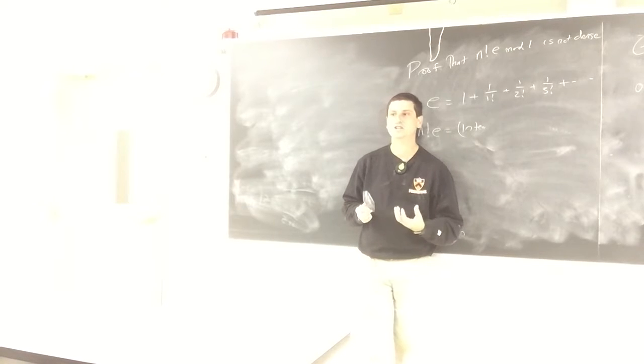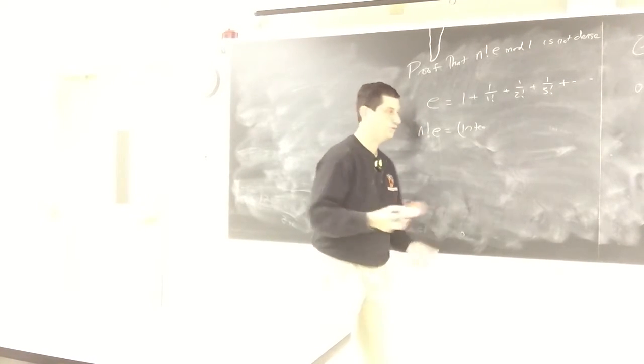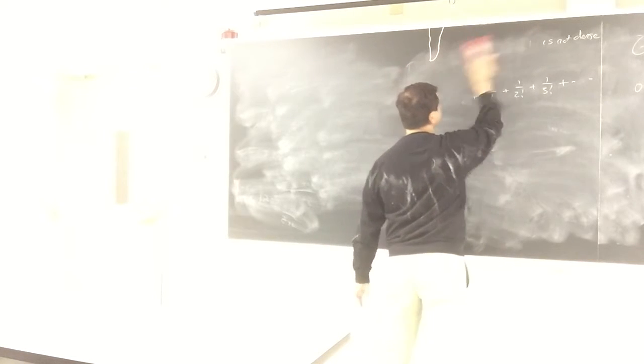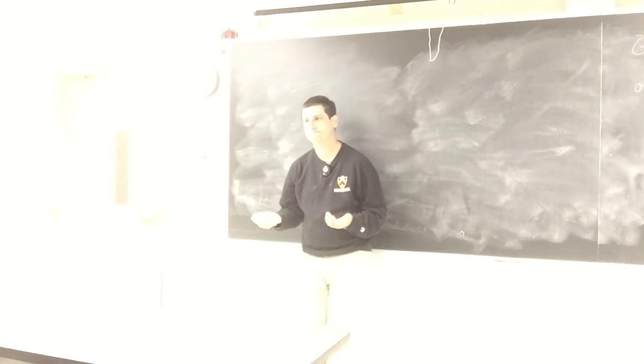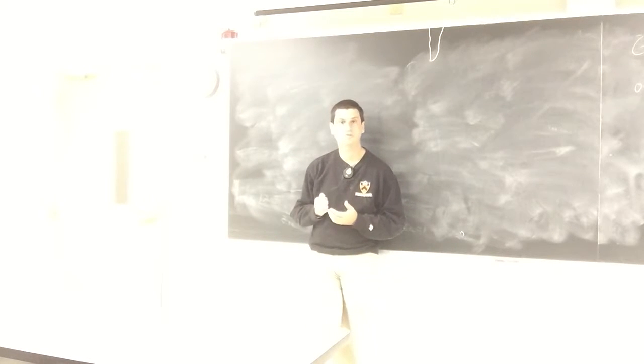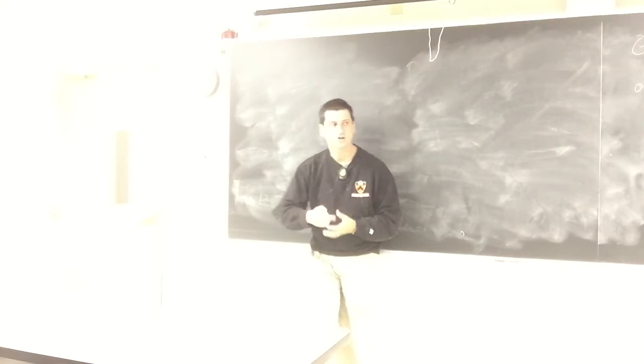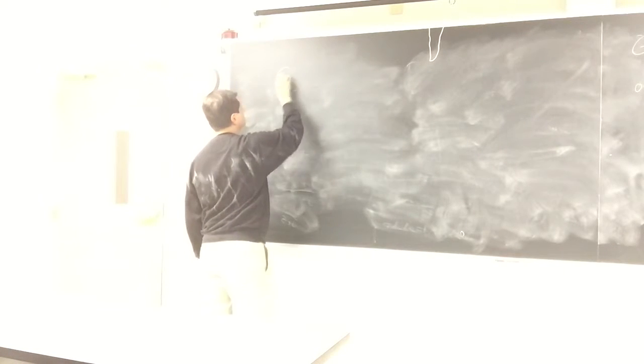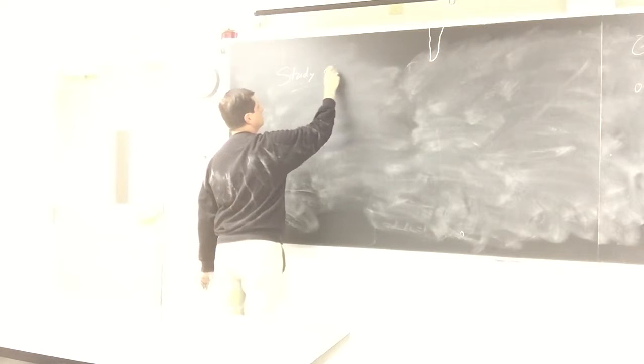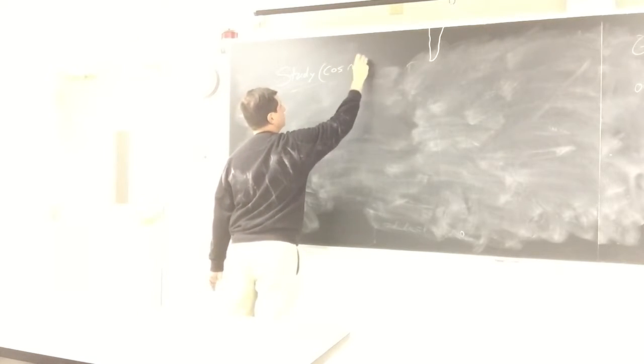Is that a sufficient condition, that the terms go to 0? No, we have the harmonic series, 1 over n. So just because the terms go to 0 doesn't mean the sum converges. But if the terms don't go to 0, it can't. So we're trying to study cosine of n to the n.